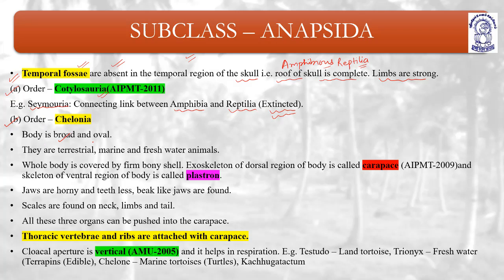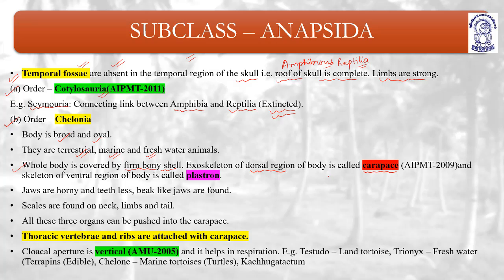The shape of the body is broad and oval. They are terrestrial, and they also live in marine as well as fresh water. The whole body is covered by a firm bony shell, which is the body covering. The exoskeleton of the dorsal region, meaning the back side of the body, is called carapace.